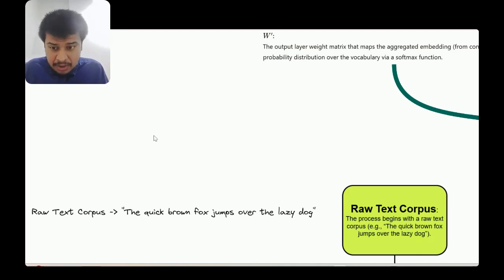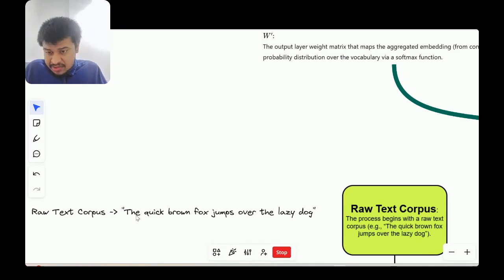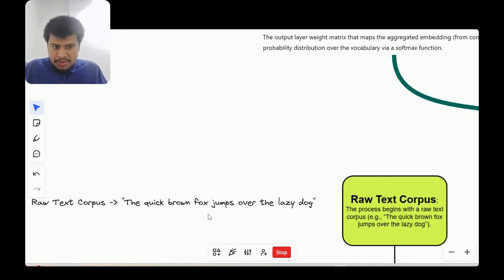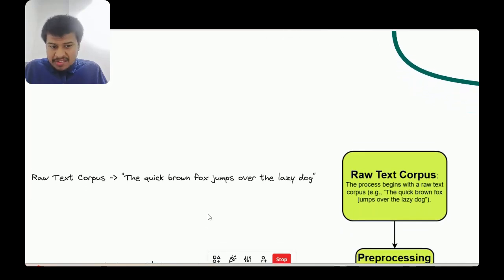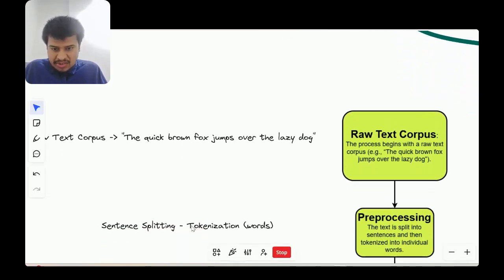Fine. So now we have the raw text corpus. Here we have this example sentence: the quick brown fox jumps over the lazy dog. So we get this raw text corpus. What do we do first? We tokenize them. We split the sentence and tokenize it into small tokens of words.